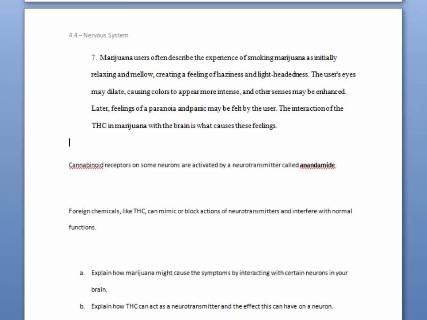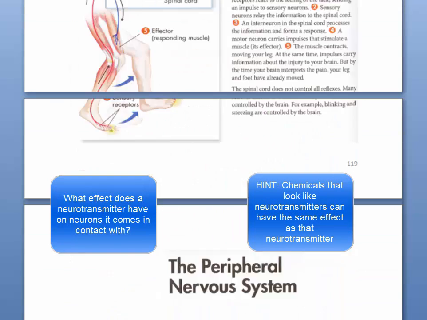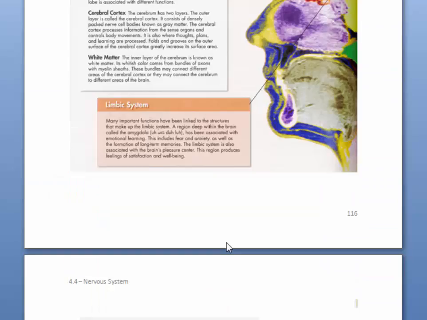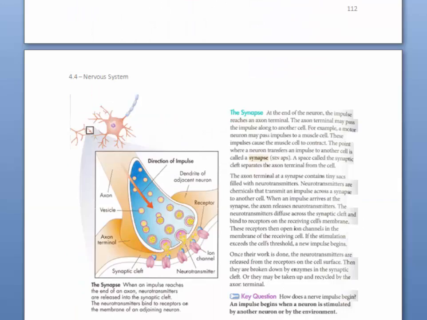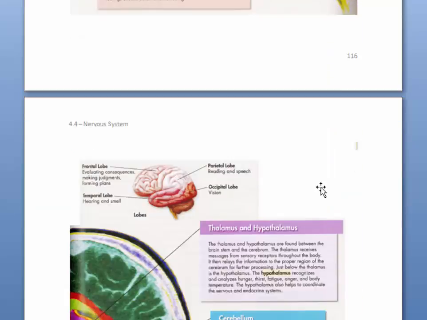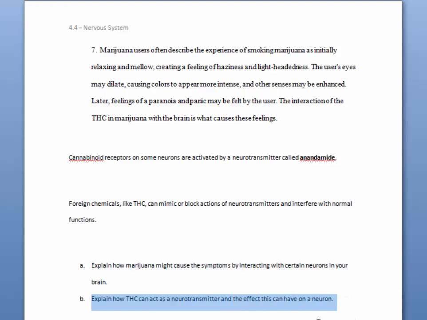A. Explain how marijuana might cause the symptoms by interacting with certain neurons in your brain. So for that, you need to understand how a neurotransmitter works. The answer to that, to understand how a neurotransmitter works, you want to go back to page 113 to understand how neurotransmitters work and what they do when they're released. And question B, explain how THC can act as a neurotransmitter and the effect that this can have on a neuron.